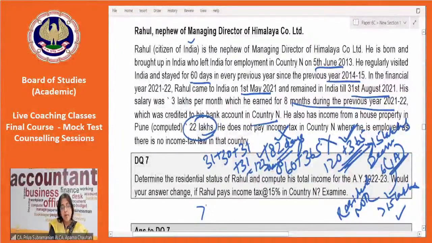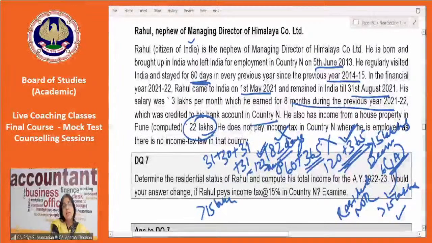So Indian income, 22 lakhs, exceeds 15 lakhs. So the 120 plus 365 days condition, you will also have to see, to determine whether he is resident. Is he in India for more than 120 days? Yes. Is he in India for more than 365 days during the 4 immediately preceding previous years? Now it's not simply 120 days. It's 120 days in the current year plus 365 days in the 4 immediately preceding years.